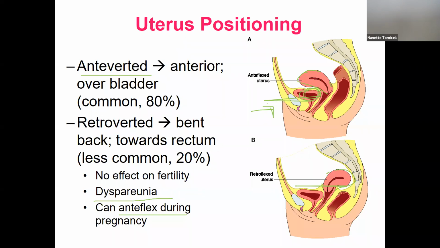The uterus doesn't always stay retroverted. It often pops into place during pregnancy because that uterus is really going to need to fill this space as it grows and accommodates that ever-changing and ever-growing embryo.